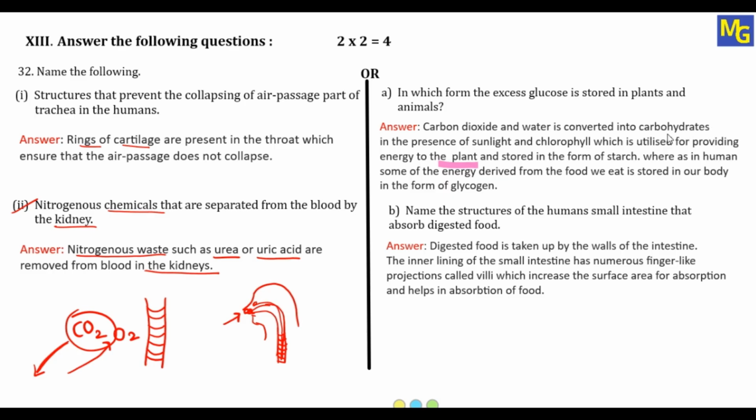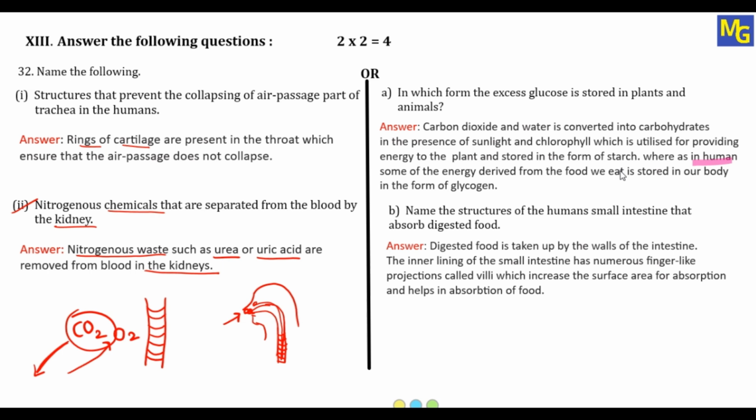Some of the carbohydrates which are formed are used by the plant for its growth, and the remaining is stored in the form of starch. So whatever glucose or carbohydrate remains will all be stored in the form of starch. This is in the case of plants.